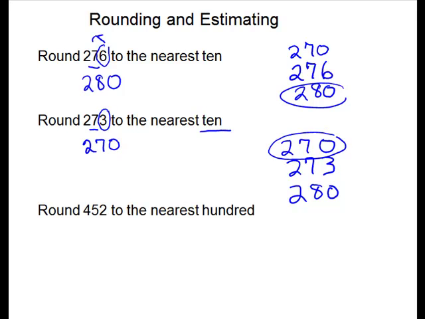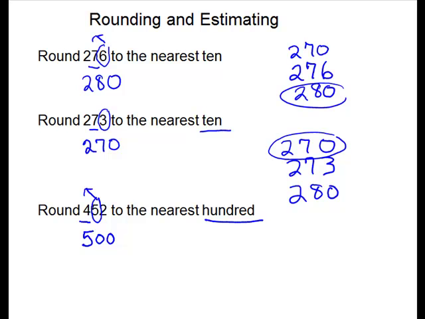Look at one more example. Say we're going to round 452 to the nearest 100. This time we're looking at the 100 spot. You look one digit to the right. We have a 5. For a 5 or higher, we will round up. So the 5 is going to push the 4 up to the next digit. Everything after that will become zeros.